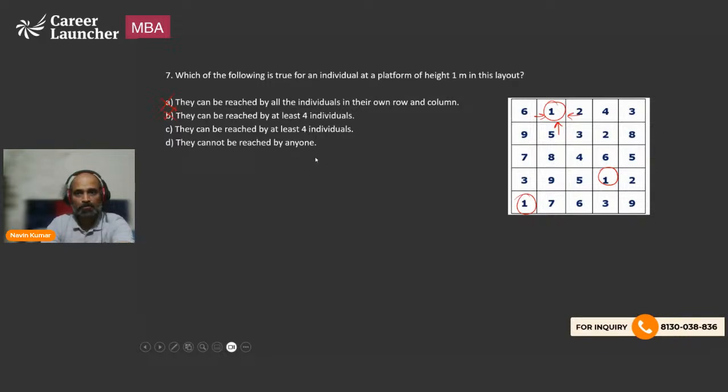at most 4 individuals. I think there is one simple typo here. It should have been at most. No, it should have been at least only, at least 3 individuals. So we can see that no, they cannot be reached by anyone. Of course, they cannot be reached by anyone, because for somebody to reach a height of 1, they should start with 0, and there's no 0 height platform that we see.